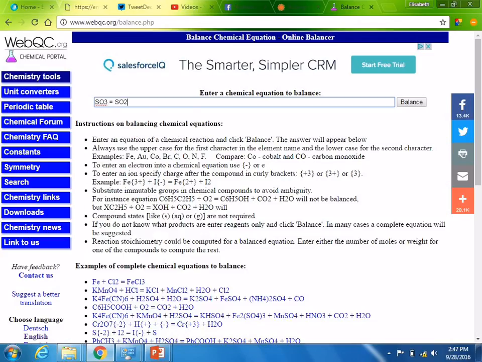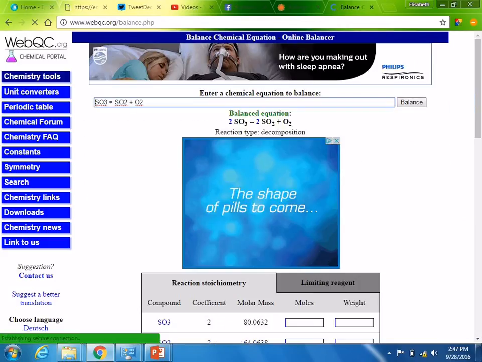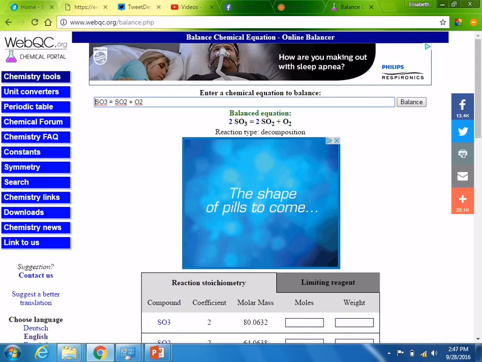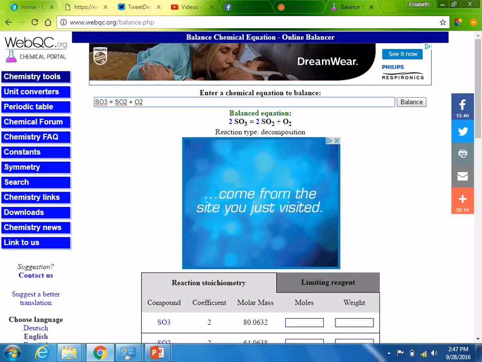SO2, and then we have another product, plus O2. This is so cool, so fun. And if I click balance, okay, there it goes. Stoichiometric coefficients of 2, 2, and 1 respectively. Right? So I just did the first one for you.